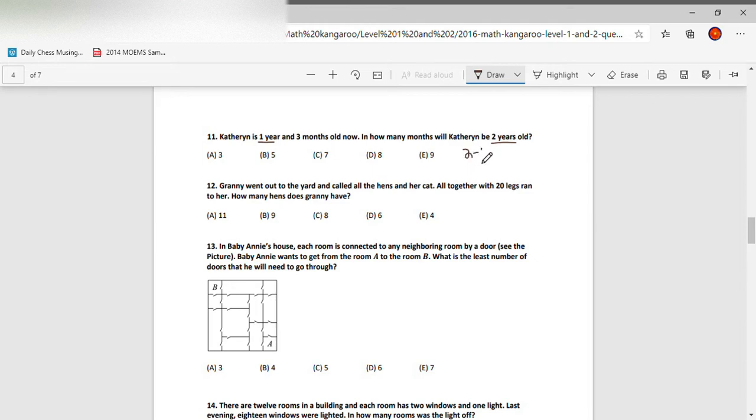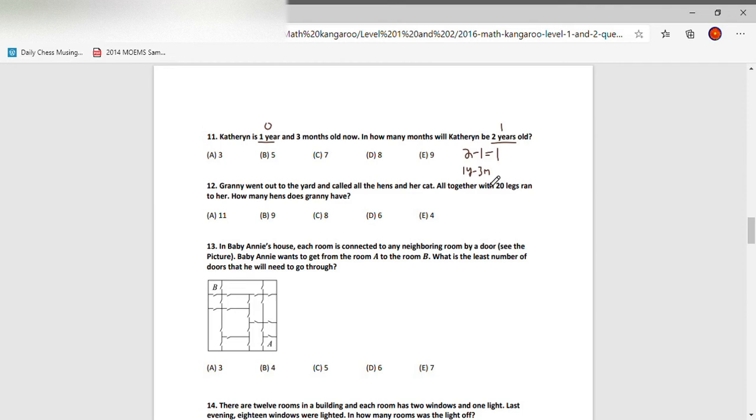So 2 minus 1 equals 1. So now we got rid of this one because we subtracted it from the 2. And this is left with 1. This has 0. So now we have to subtract 1 year minus 3 months. So we have to know how many months are in a year. If you don't know, there are 12 months in a year. So 1 year equals 12 months. So we can switch out the 1 year and put 12 months instead. So 12 months minus 3 months. So 12 minus 3 equals 9. So the answer is 9 months, meaning the answer for number 11 is E.